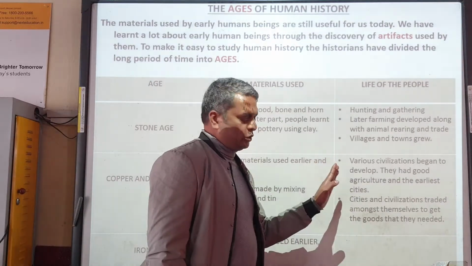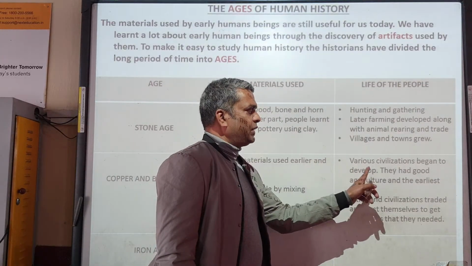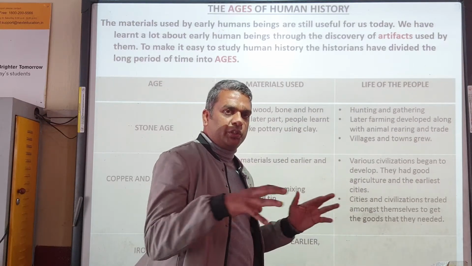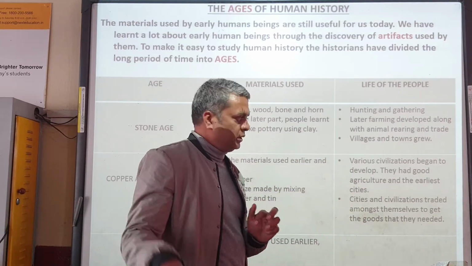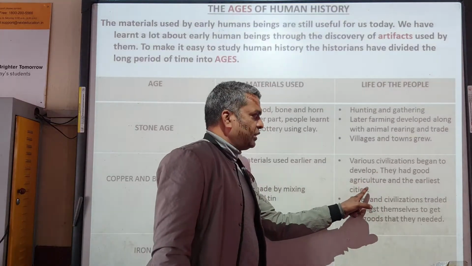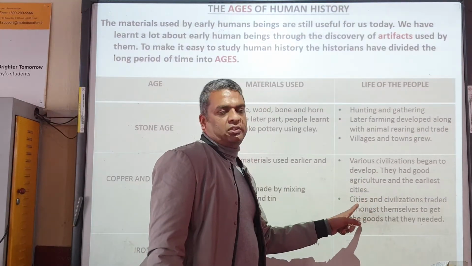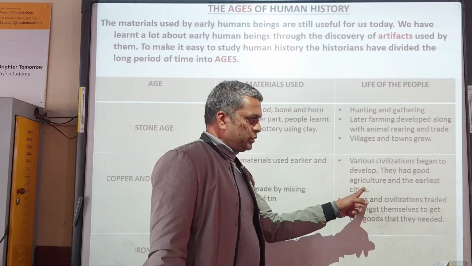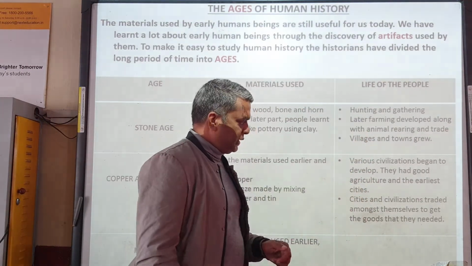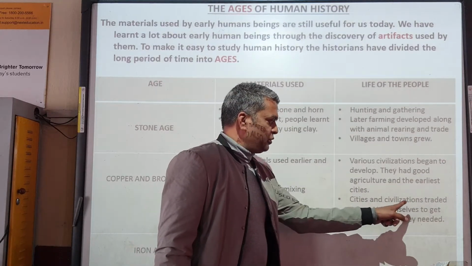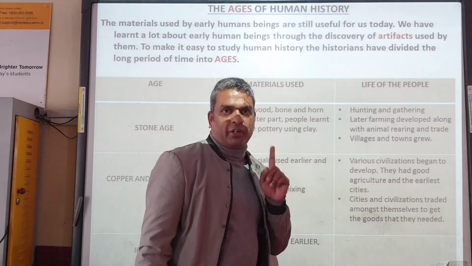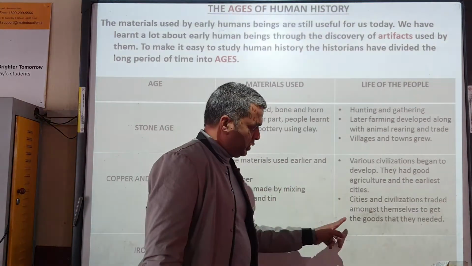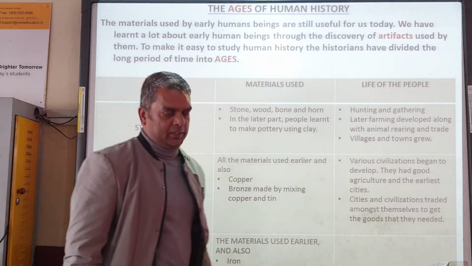Then, what sort of life did they lead? Various civilizations began to develop. Population grew, and people started moving from one place to another. They had good agriculture and the earliest cities. In the beginning they used stone tools, now they were using copper and bronze tools to dig. Cities and civilizations traded among themselves. Remember, trade started, but it was only exchange. No money was used among the goods that they had and they needed.